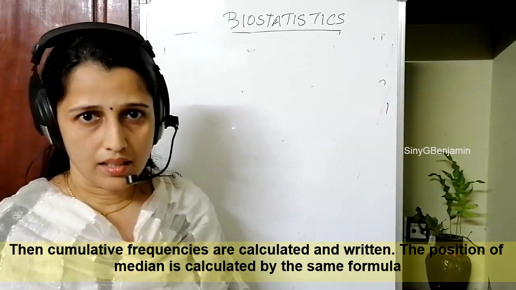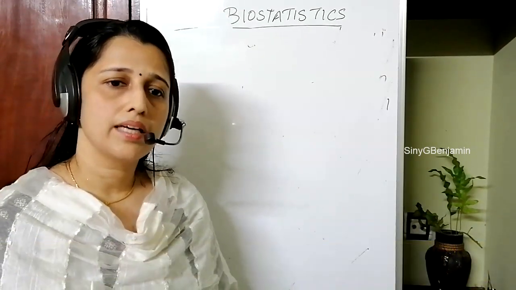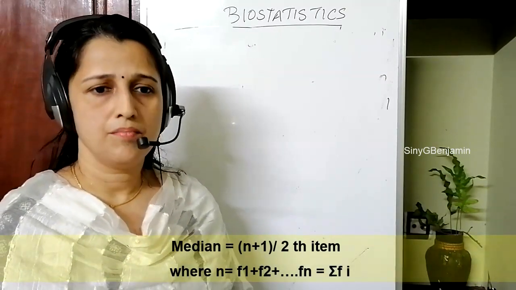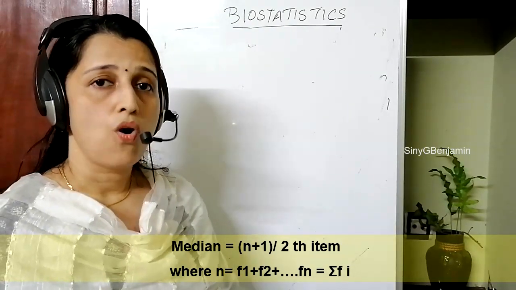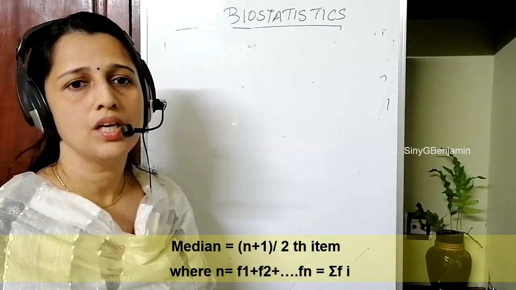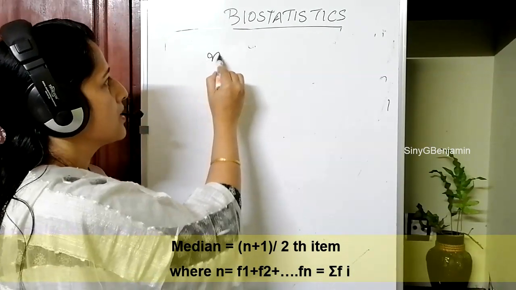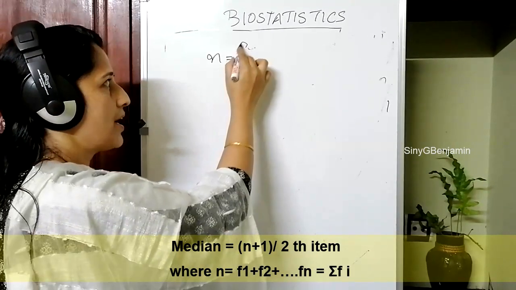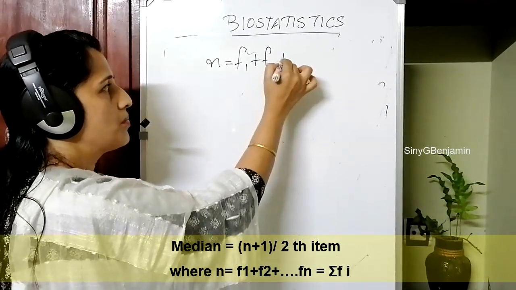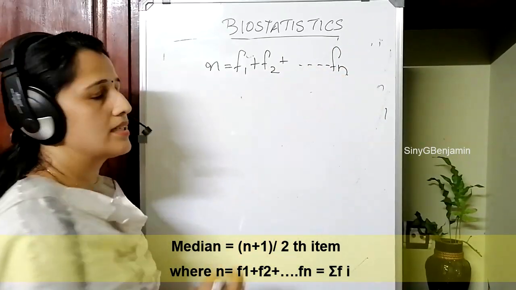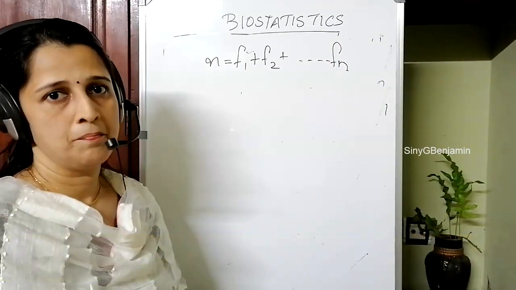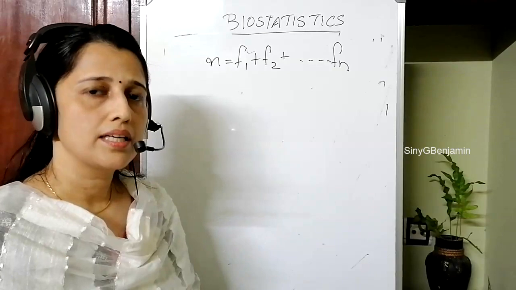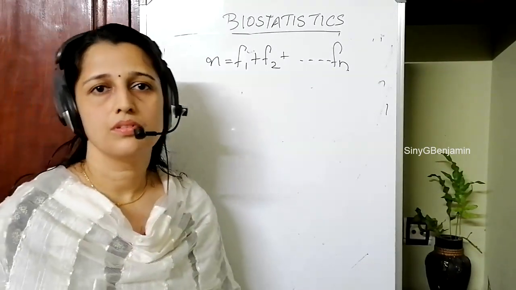And here in the grouped data, the equation which we apply is: median is the (n plus 1) divided by 2th item, where n is equal to the sum of frequencies. That has to be noted. Here in case of grouped data, n is the sum of frequencies, f1 plus f2 till fn. That is, n is the sum of frequencies.